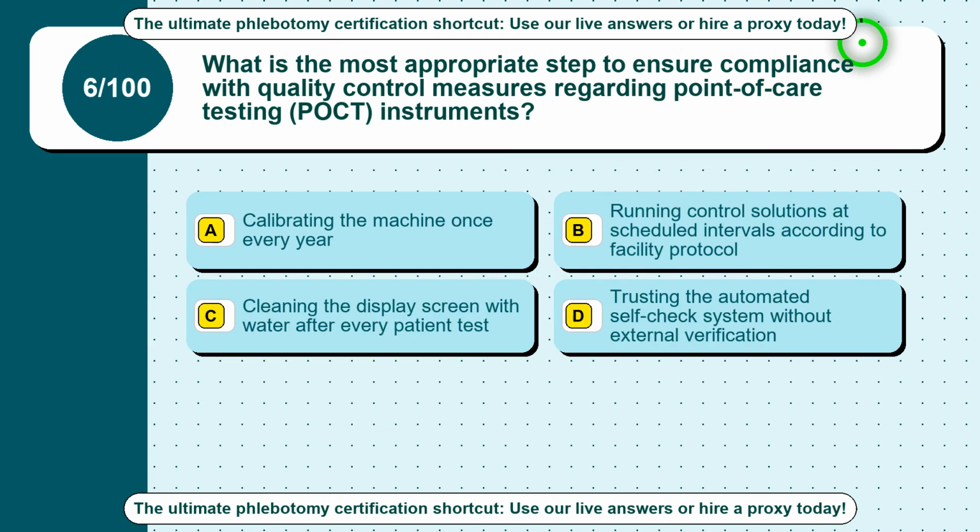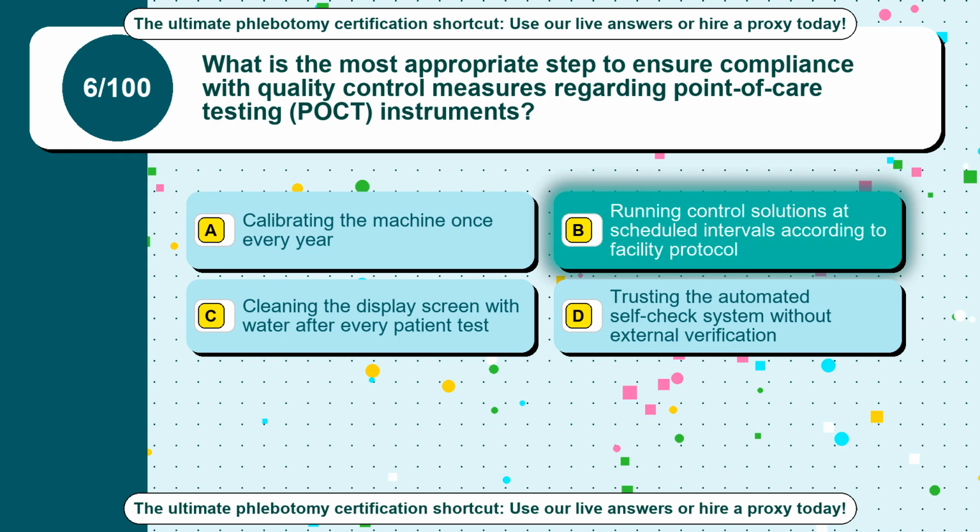Question 6. What is the most appropriate step to ensure compliance with quality control measures regarding point-of-care testing, POCT, instruments? Option A. Calibrating the machine once every year. Option B. Running control solutions at scheduled intervals according to facility protocol. Option C. Cleaning the display screen with water after every patient test. Option D. Trusting the automated self-check system without external verification. The correct answer is option B.